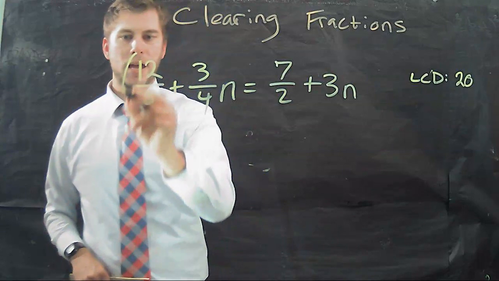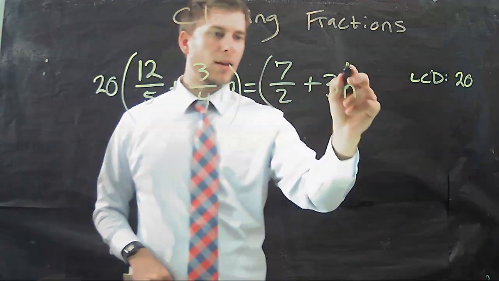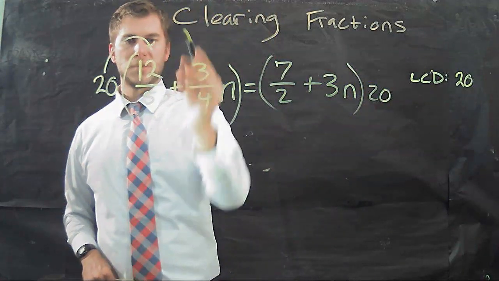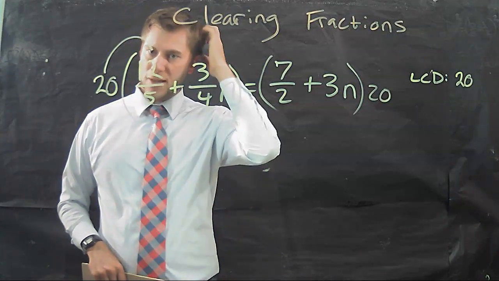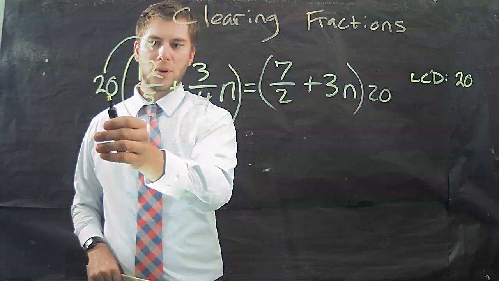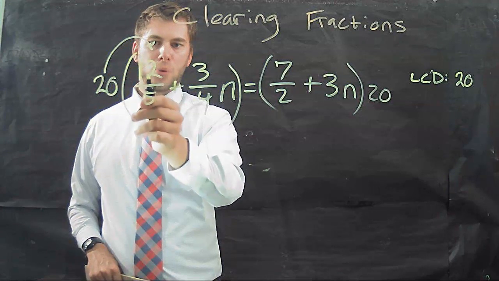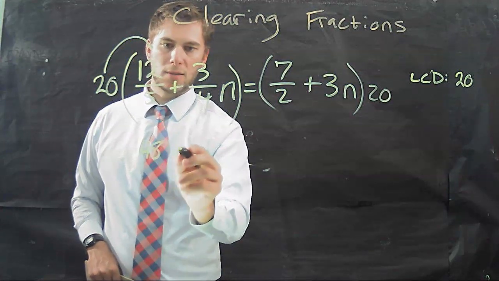So I'm going to multiply everything here by 20. And same thing on this side. Multiply everything by 20. So 20 times this first term. When I say this first term, I mean 12/5. All right, this is the friendly fraction again, and they're always going to be in this case. So how many times does 5 go into 20? 5 goes into 20 4 times. And then what is 4 times 12? It is 48.